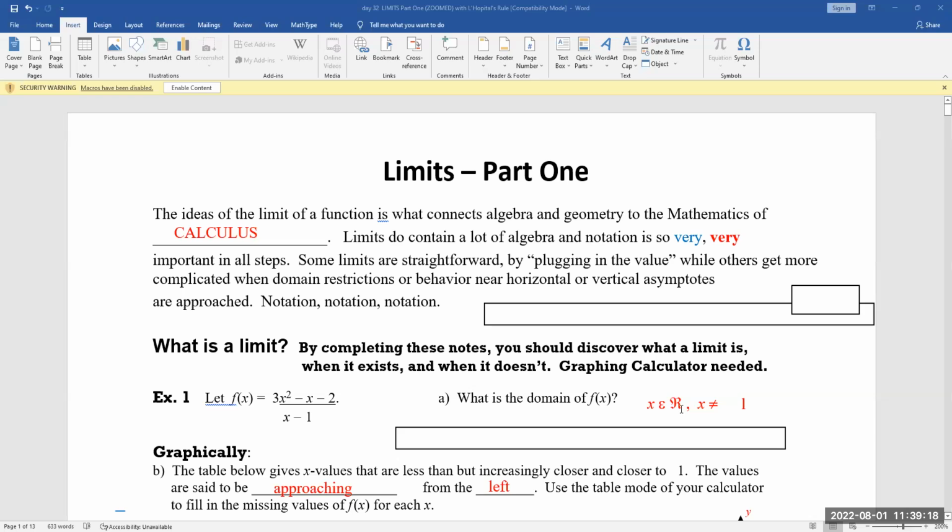In the notes, I'm referring to the page where it says limits part 1, and your graphing calculator was required. The idea of the limit of a function is what connects algebra and geometry to the mathematics of calculus. You have now finished your calculus course. And what I want to do is go back and look at several of these examples, not all of them, that fit what's called L'Hopital's rule.